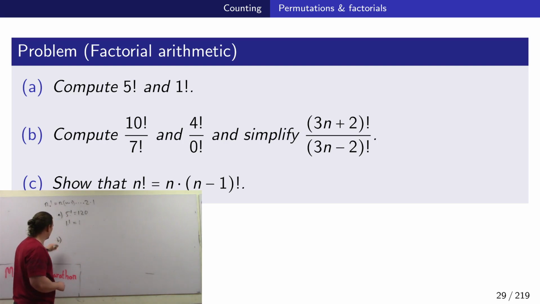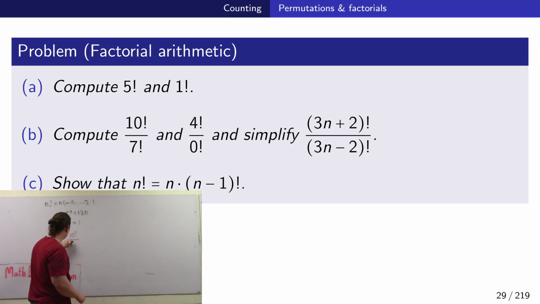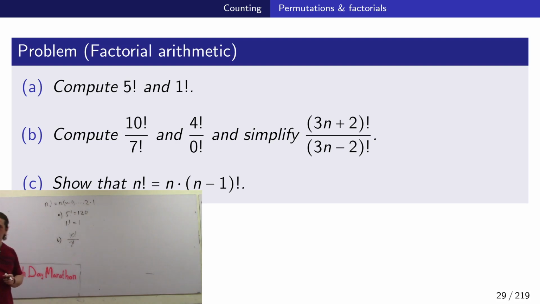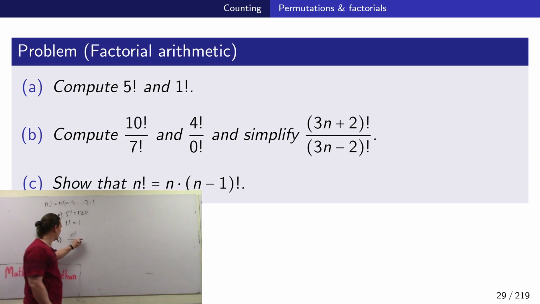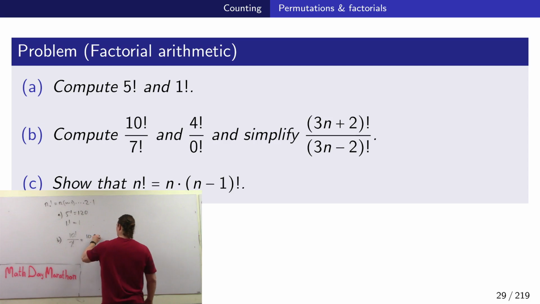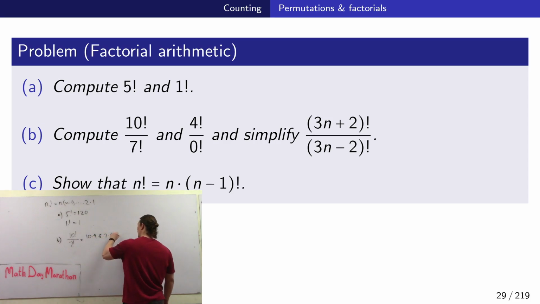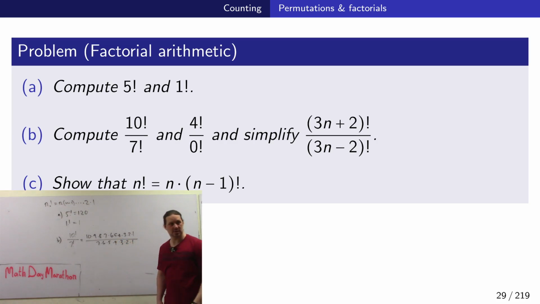And what about b? What happens when we divide factorials by each other? So 10 factorial over 7 factorial. This is a very convenient piece of notation. Let me write it out in full glory here: 10, 9, 8, 7, 6, 5, 4, 3, 2, 1, over 7, 6, 5, 4, 3, 2, 1. Those are the expressions, the 2 factorials there. What happens that's very nice here?